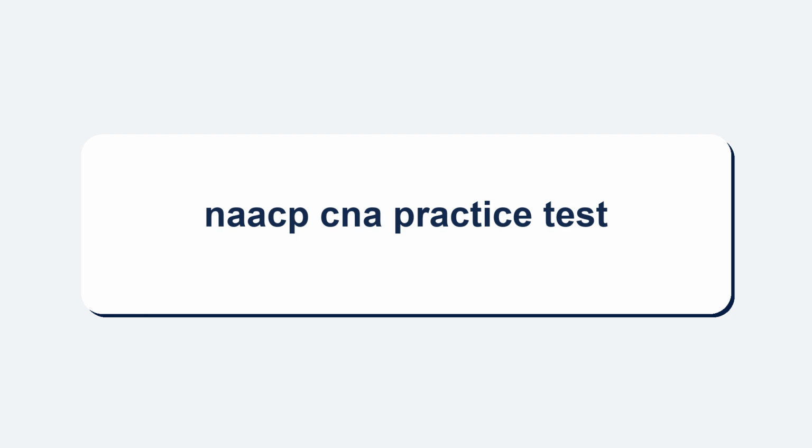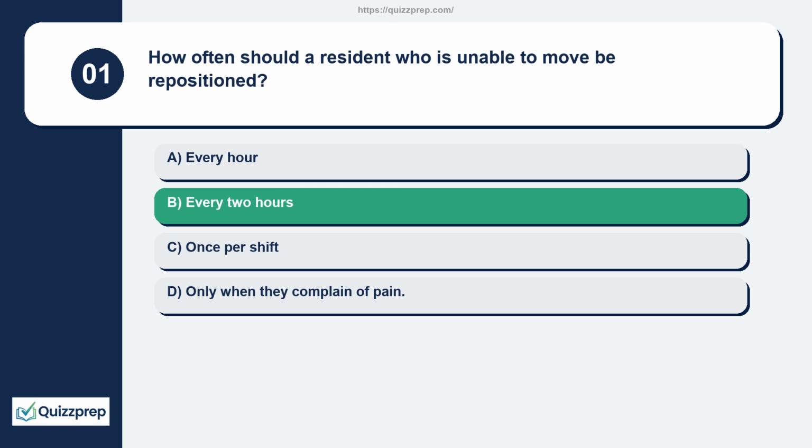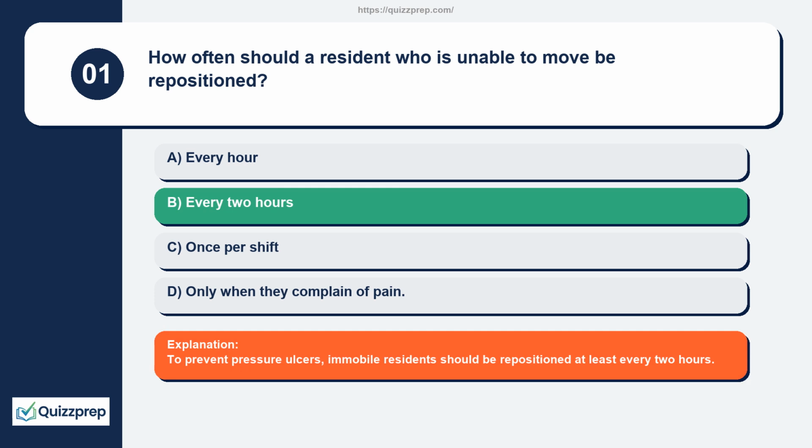NAACP CNA practice test. Question 1. How often should a resident who is unable to move be repositioned? Every hour, every 2 hours, once per shift, only when they complain of pain. To prevent pressure ulcers, immobile residents should be repositioned at least every 2 hours.